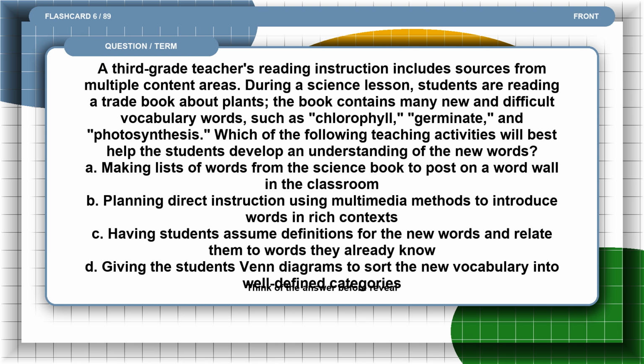A. Making lists of words from the science book to post on a word wall in the classroom. B. Planning direct instruction using multimedia methods to introduce words in rich contexts. C. Having students assume definitions for the new words and relate them to words they already know. D. Giving these students Venn diagrams to sort the new vocabulary into well-defined categories. Pause and think of the answer before the reveal.